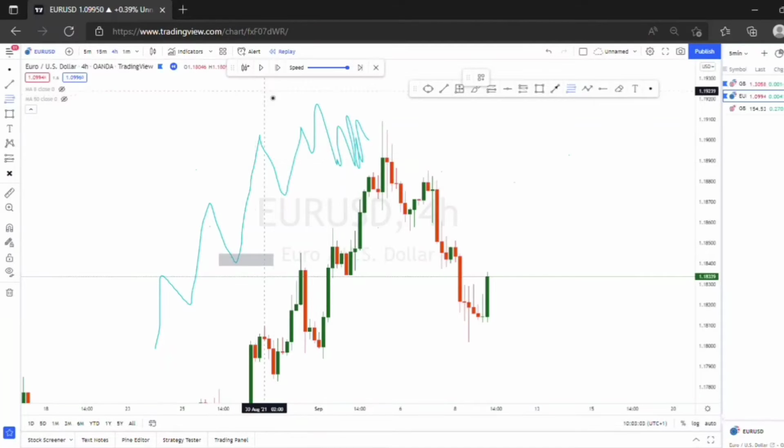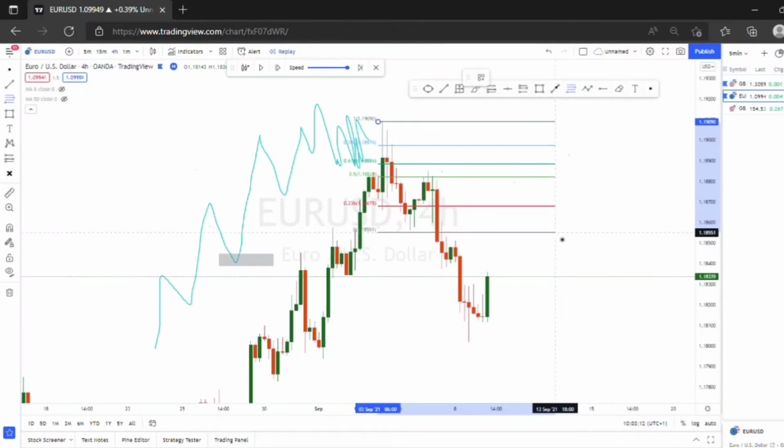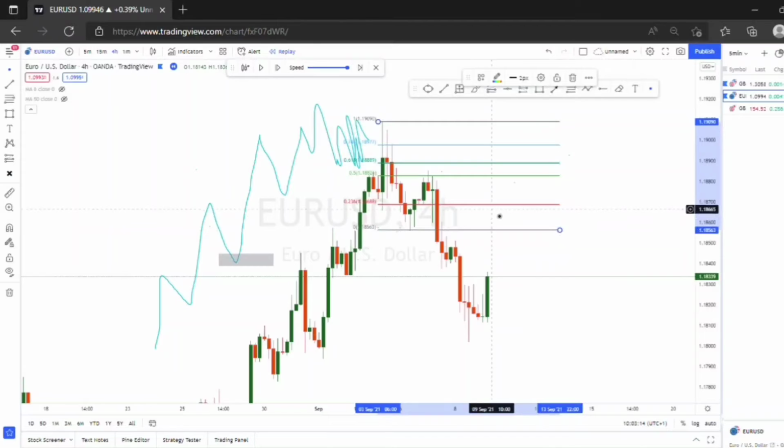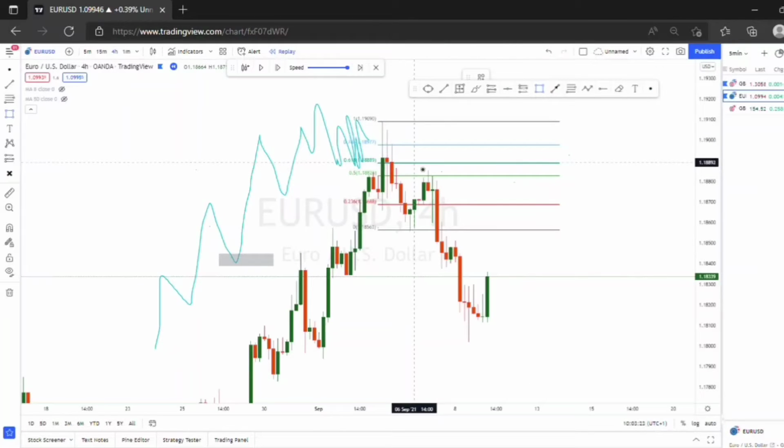Now, at this point here, we have the highest point price gets to and the lowest point price gets to. Let's say we don't see all these points here. What I want to expect is for price to push back to the 0.5 zone and the 0.6 zone. Then I will use my entry strategy to get into the trade.